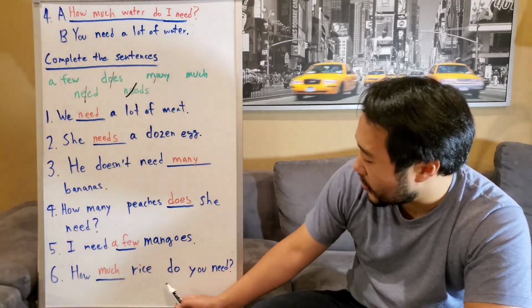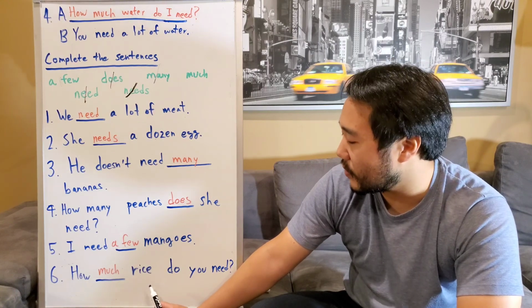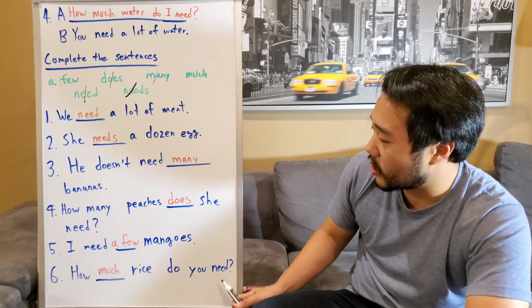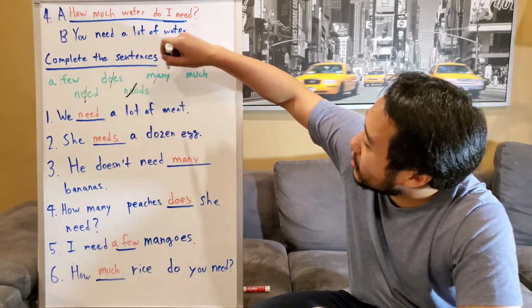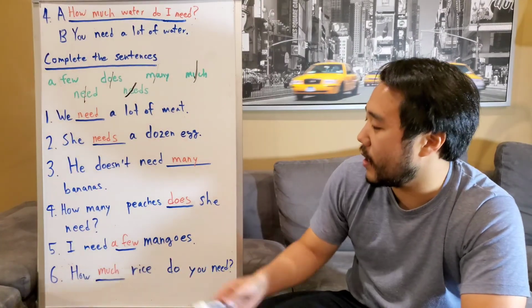How much rice do you need? Rice is an uncountable noun, a non-countable noun. So we know that we have to use "much" here to make it into a question. So get rid of that, and then we are left with "a few" as a quantifier. So I need a few mangoes.